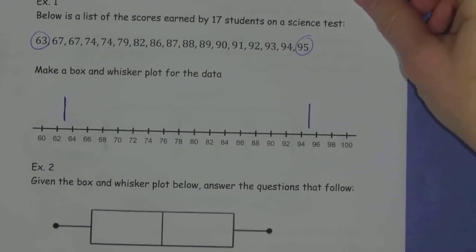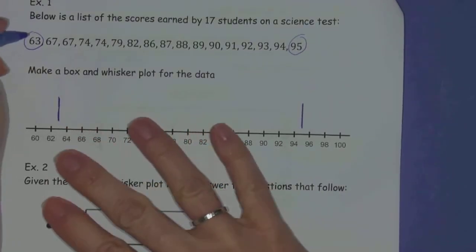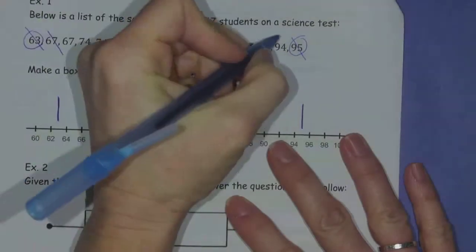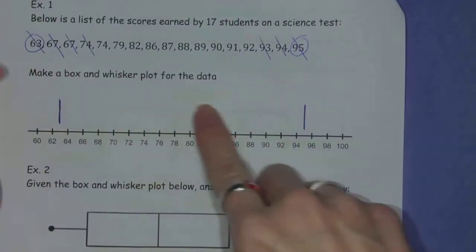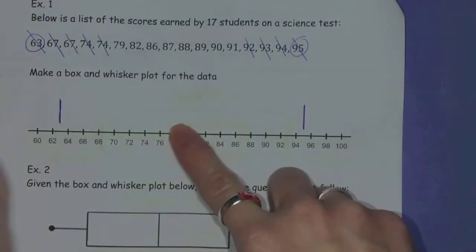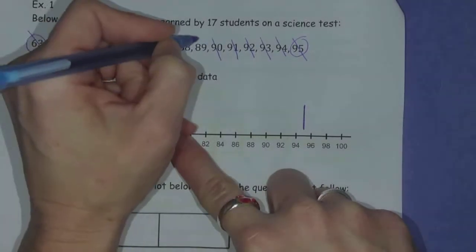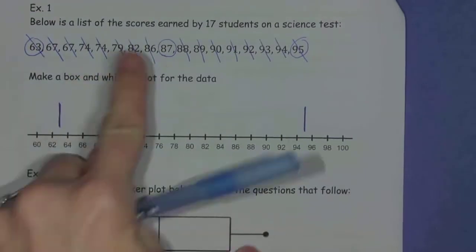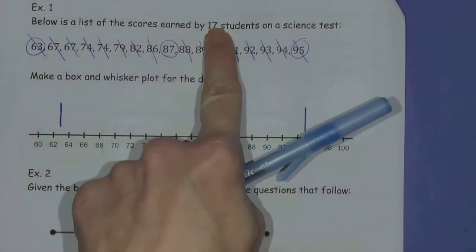Now, the next thing I like to do is find my middle. I like to find my median. So we start to cross things off. So I'm going to cross the 63 with the 95, 67 with 94, 67 with 93, 74 with 92, 74 with 91. Keep going carefully until you reach the middle value, and there it is, 87. And I knew there would be a dead center because of our odd number of students taking the test.